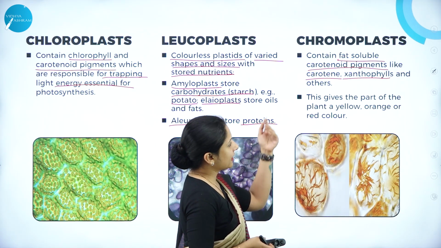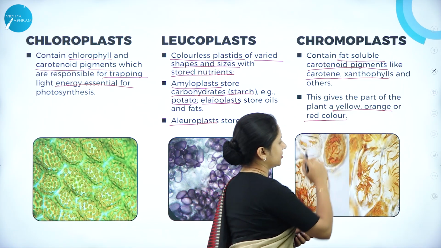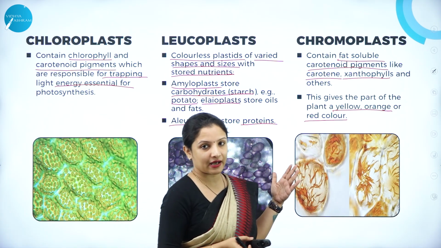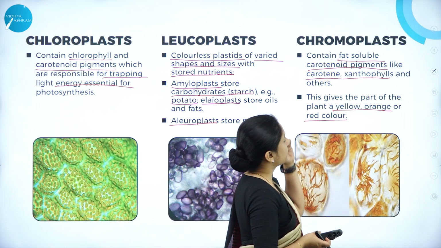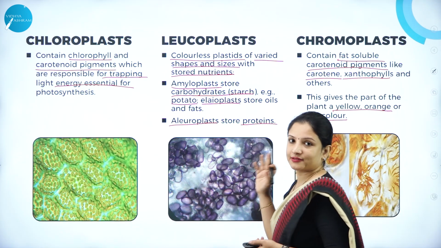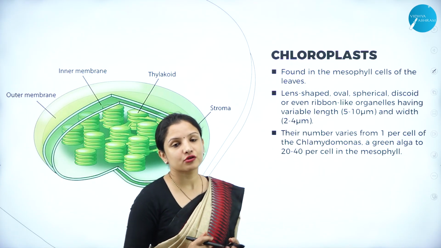So therefore, it gives the part of the plant a yellow, orange or a red color. So that is why it appears almost similar to brownish colors they have in them. So it is because of the presence of the chromoplast. So therefore, chloroplast, leucoplast and chromoplast. So moving further, we'll study the structure of chloroplast.